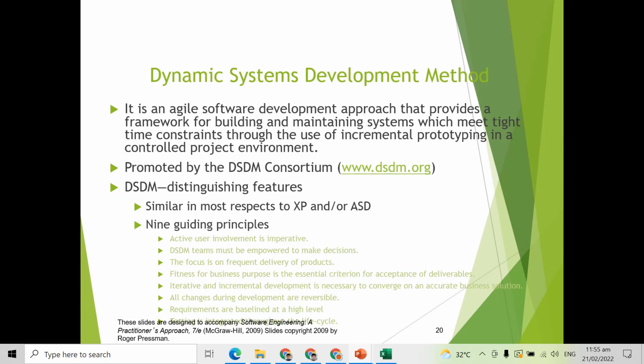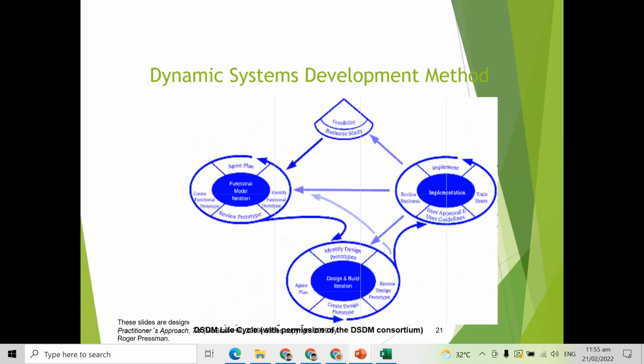Sorry for that. Okay, so as you can see in the illustration, dynamic systems development, or DSDM. Sorry for the small screen. Here we have the feasibility, business study, agree plan, implement, and identify design prototype.